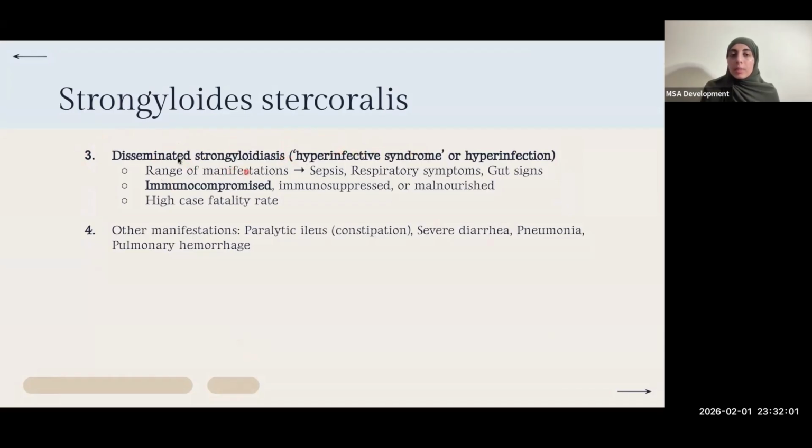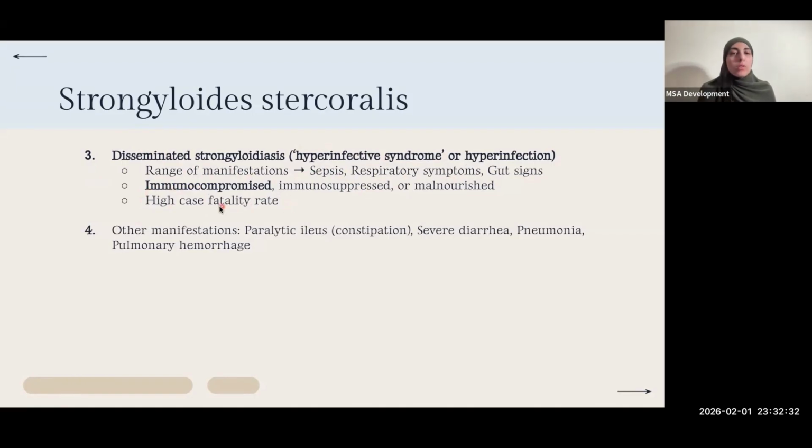These patients present with sepsis, respiratory symptoms, and gut signs. Why do they get respiratory symptoms? Because, as we just said, in the journey of the parasite as it's infecting, it passes by the lung. So they may get respiratory symptoms and also sepsis. Disseminated strongyloides is usually seen in immunocompromised or immunosuppressed patients. That's what allows it to spread so easily. And it has a high case fatality rate.